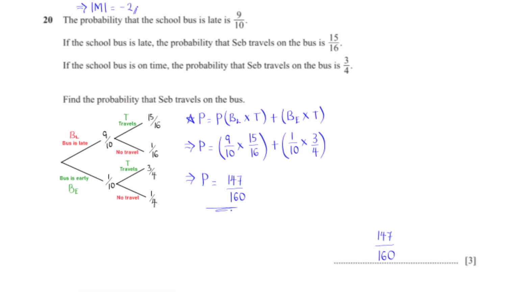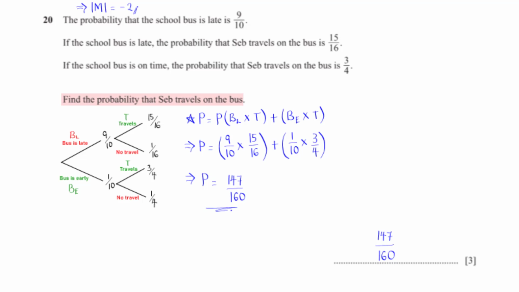The probability that the school bus is late is 9 over 10. If the school bus is late, the probability that Seb travels on the bus is 15 over 16. If the school bus is on time, the probability that Seb travels on the bus is 3 over 4. Find the probability that Seb travels on the bus.